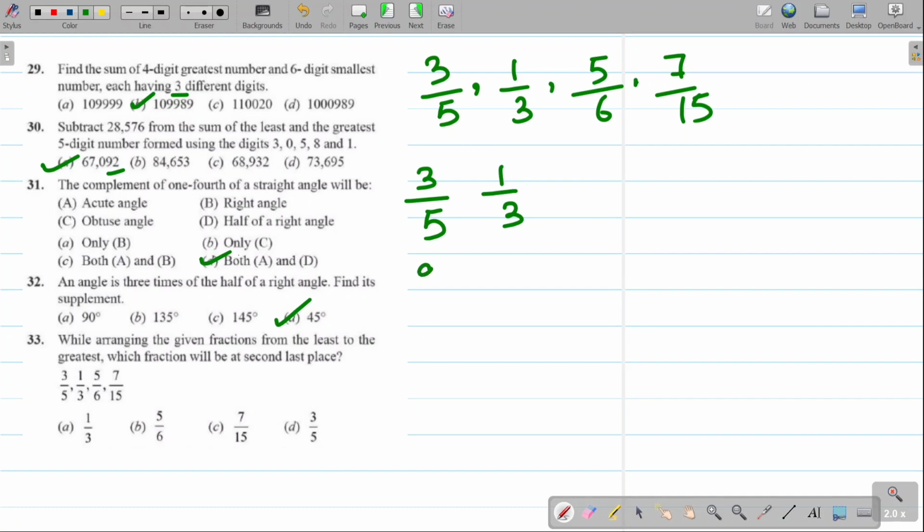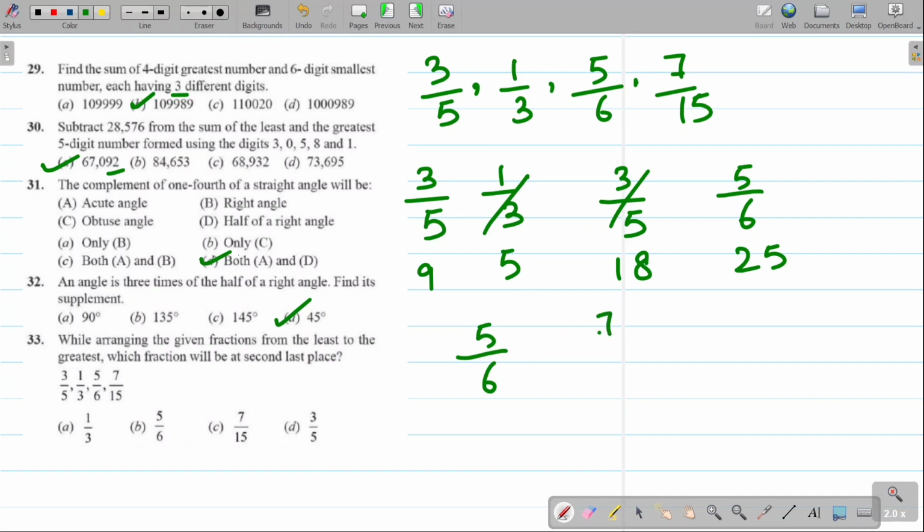So 3 3s are 9 and 5 ones are 5. So this 3 by 5 is greater than 1 by 3. Now we'll compare 3 by 5 with 5 by 6. 6 3s are 18 and 5 5s are 25. So this 5 by 6 is greater than 3 by 5. Now between 5 by 6 and 7 by 15, 15 5s are 75, 7 6s are 42. So this 5 by 6 is the greatest. Now we have got one.